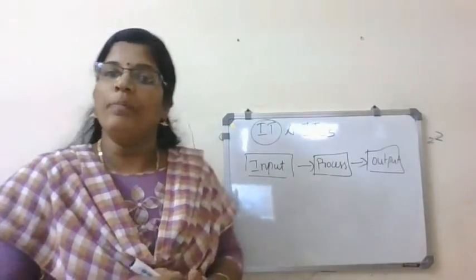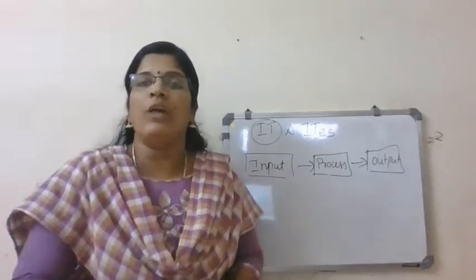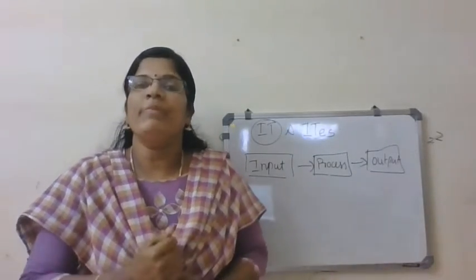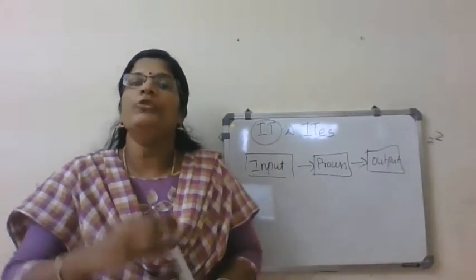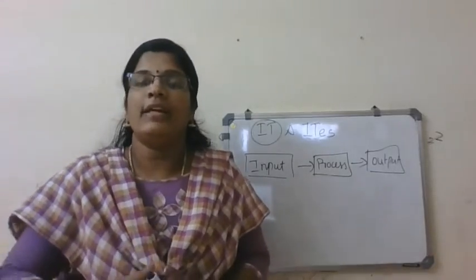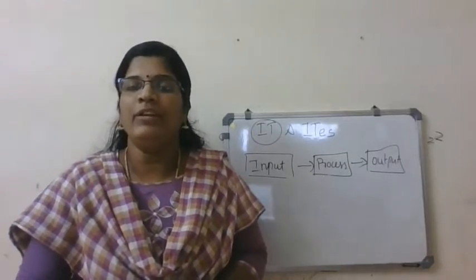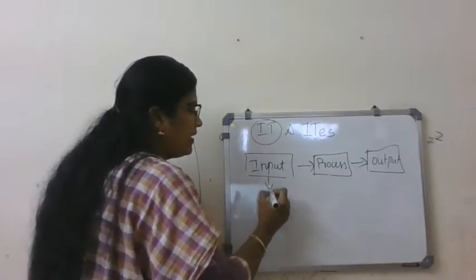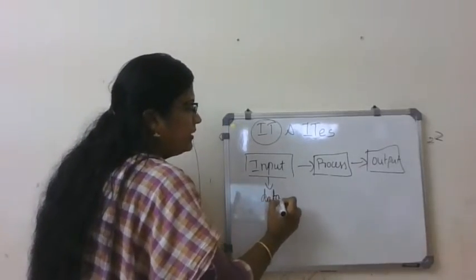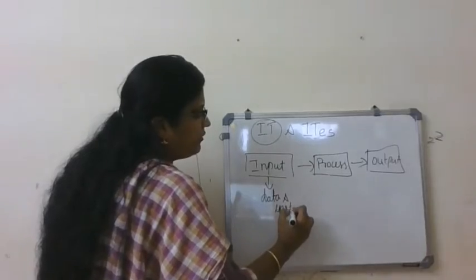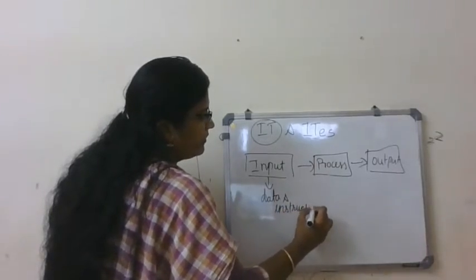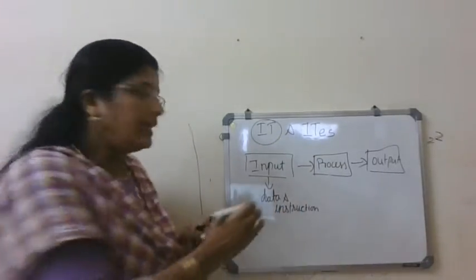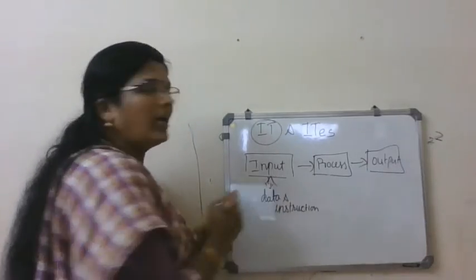So this is the way the computer works. Input, process, output, 3 steps. What does input mean? Input means we have to feed some data into the computer, right? We are feeding data and instructions to the computer.